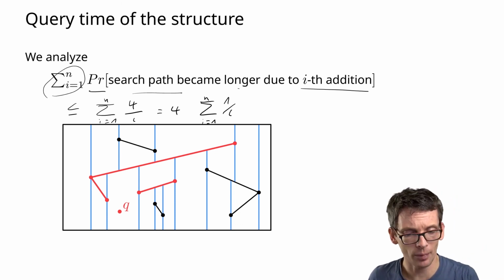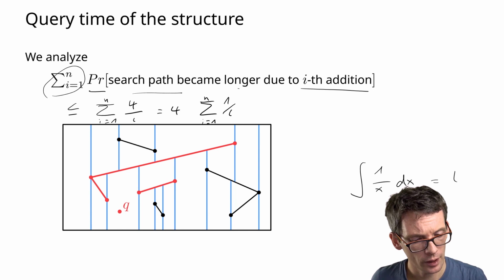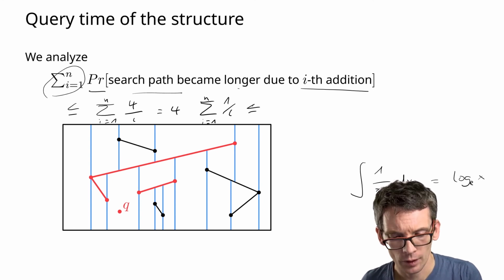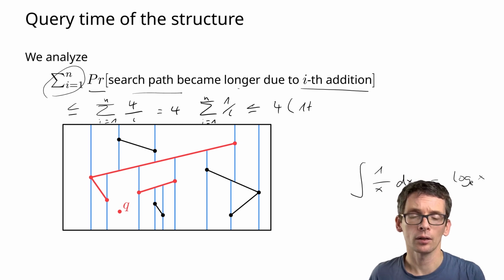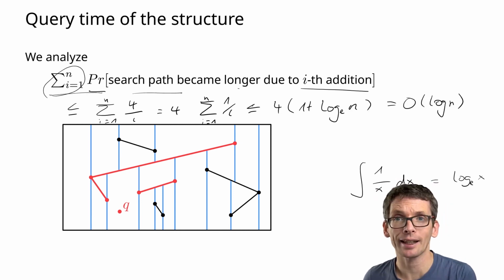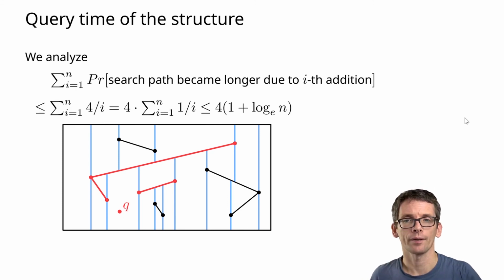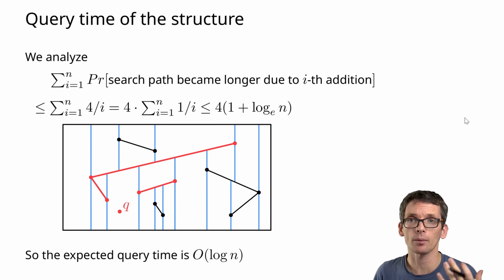So we have 1 divided by i. So this is somewhat similar to the integral of 1 divided by x dx, which is log x with base e. To get a bound here, this can be bounded by 4 times 1 plus this logarithm, log of n base e. Here we were analyzing the expected length of the search path. This is bounded by order log n. So that also means the expected query time is order log n.